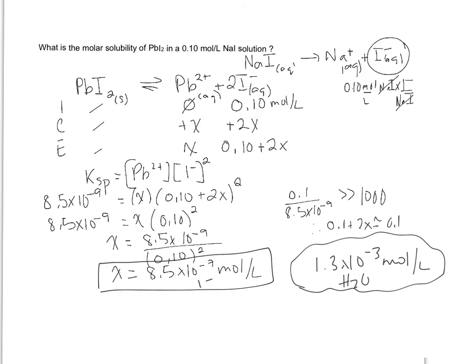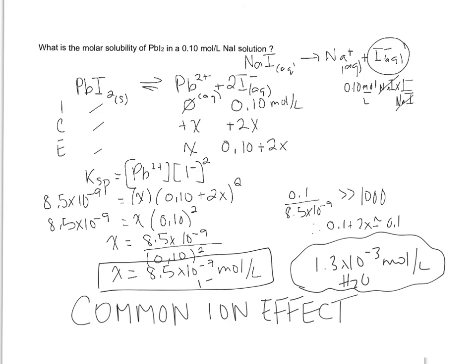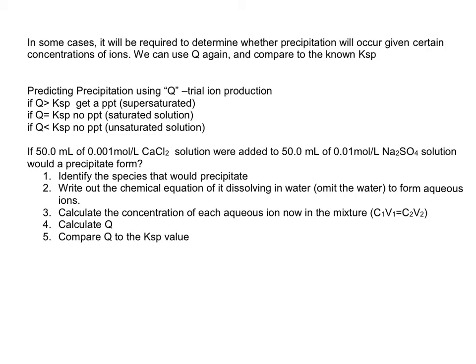And this effect is called the common ion effect, and it's based on Le Chatelier's principle, because we're increasing a concentration of a product. The system shifts to use it up, so it will shift to the left, and the left, of course, means more solid, less dissolving.